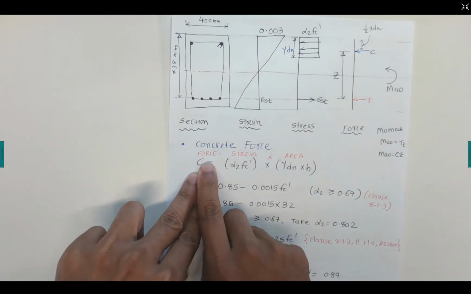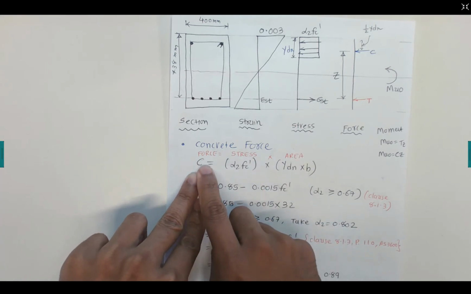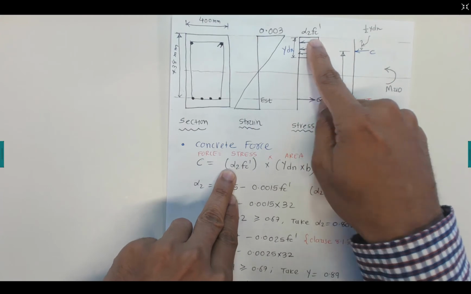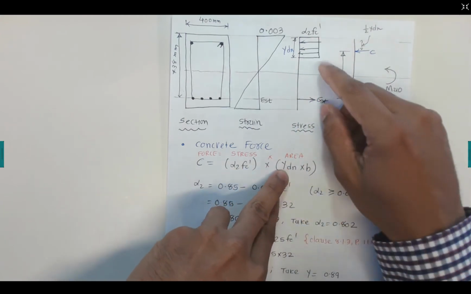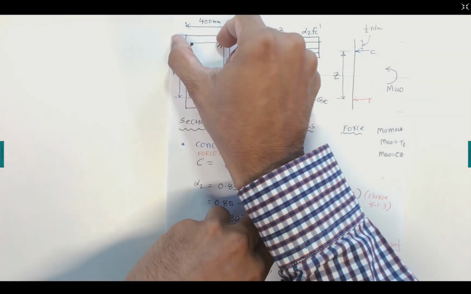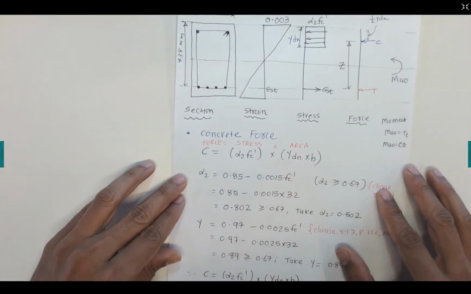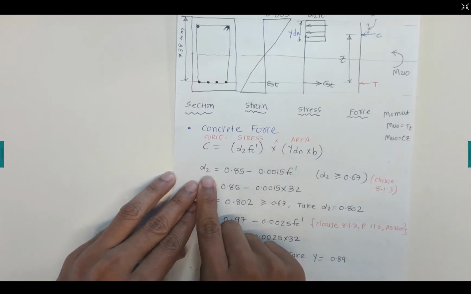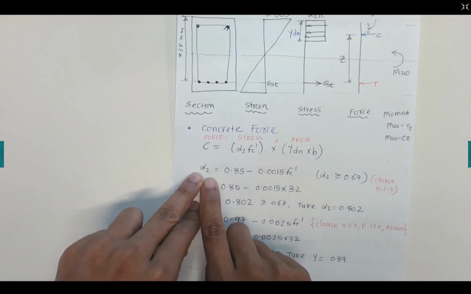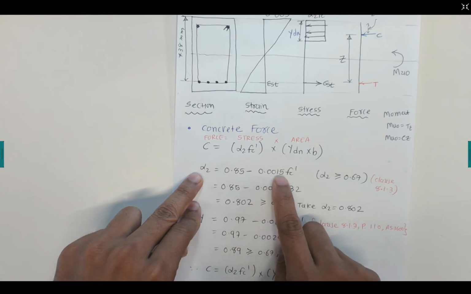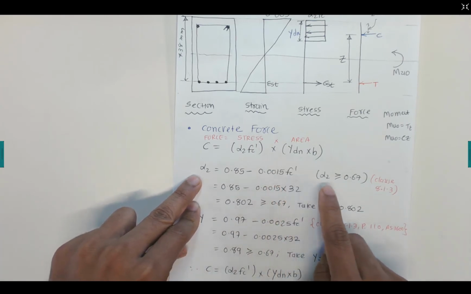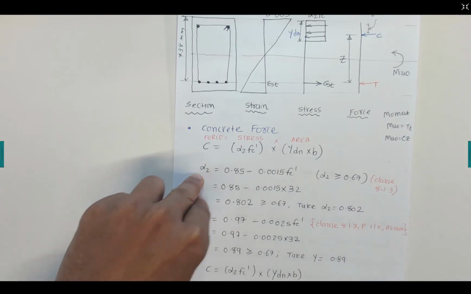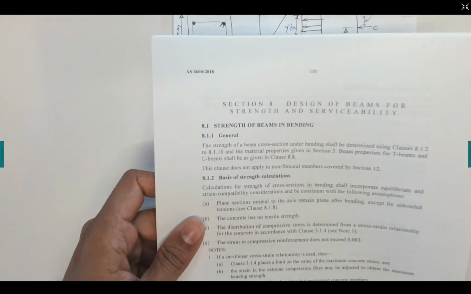Now concrete force is equal to stress times area. So C, the concrete force, is equal to the stress, alpha 2 fc', times the area, which is gamma dn times the width of this concrete. We discussed this in the previous video. Now we need to calculate alpha 2. Alpha 2 is 0.85 minus 0.0015 fc', which should be greater than 0.67. That is given in clause 8.1.3 on page number 110.